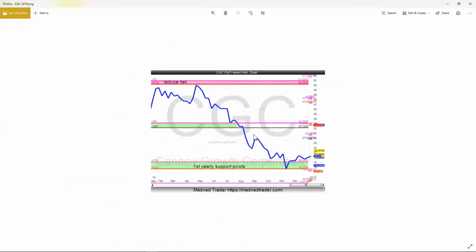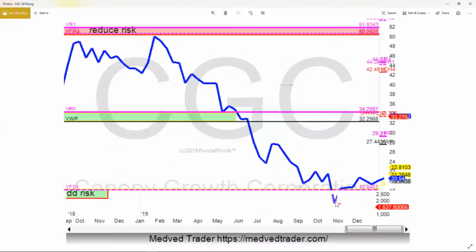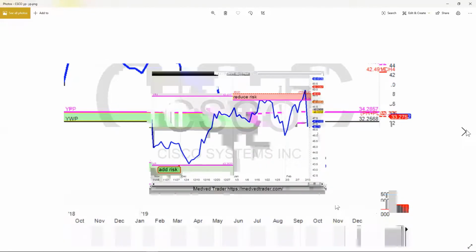Some marijuana stocks last year. CGC, Canopy Growth, went up to the yearly R1 pivot at $52 and then pulled back to its yearly S1 pivot at $15. That was a hell of a move. So the yearly pivot told you last year, if you wanted to get involved in the pot stocks and it was at 48 bucks, you only got a $2 or $3 upside potential before a possible big reversal.